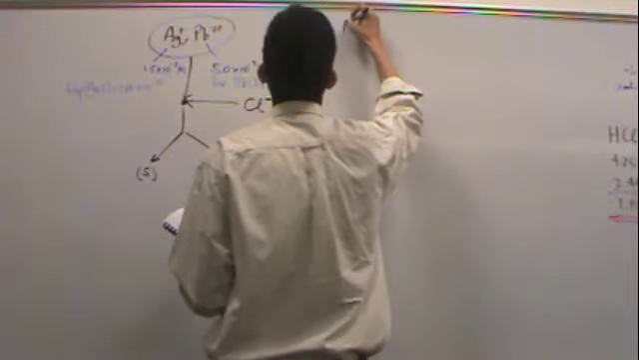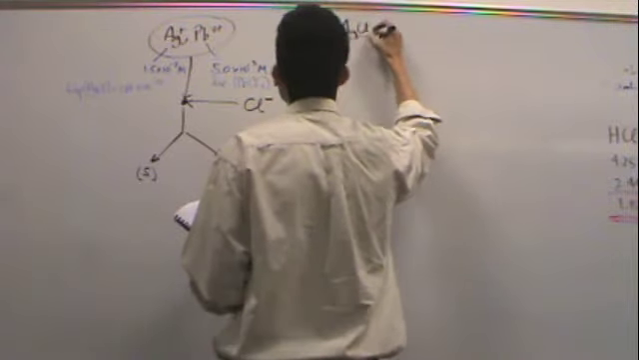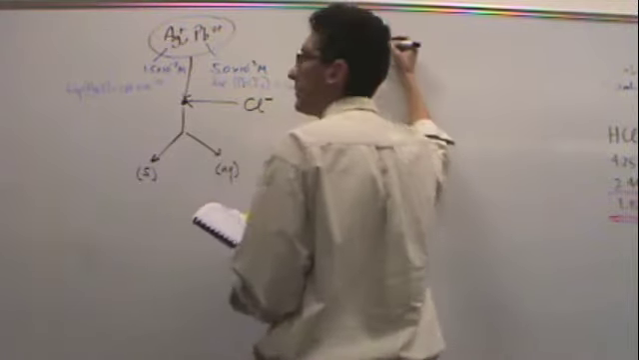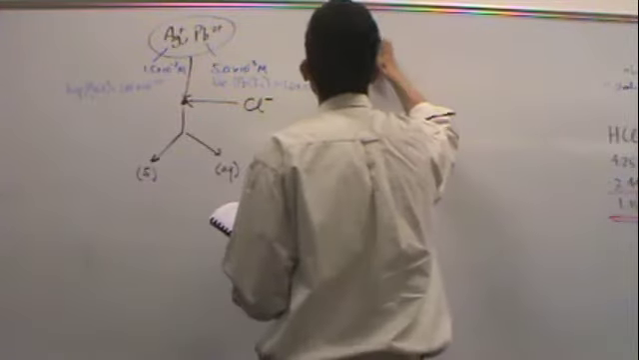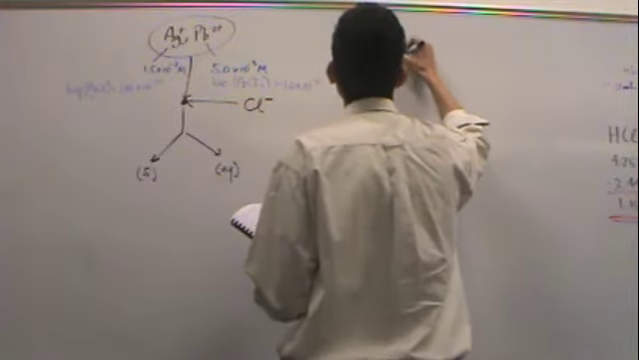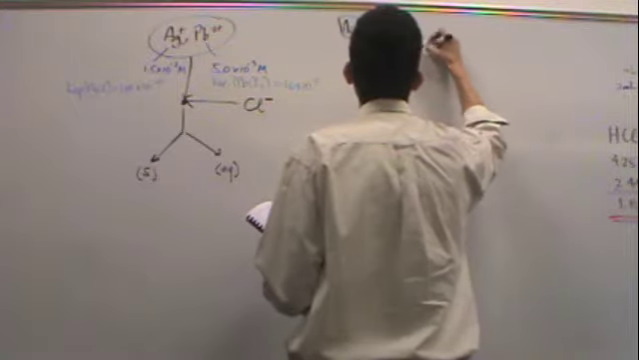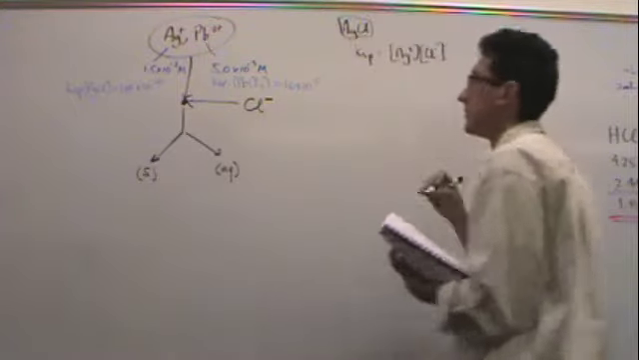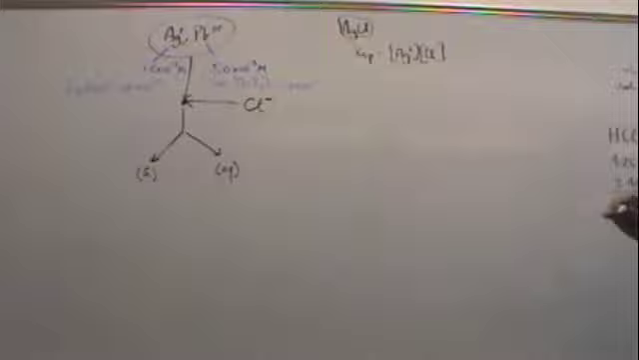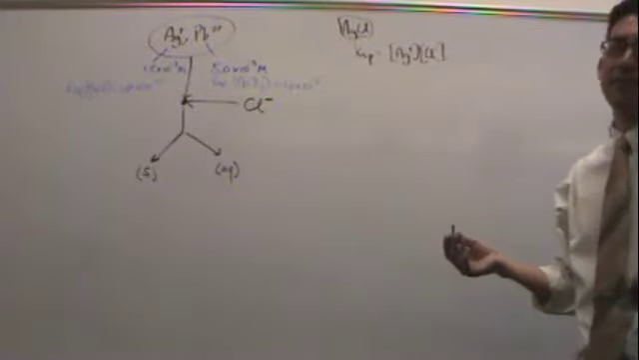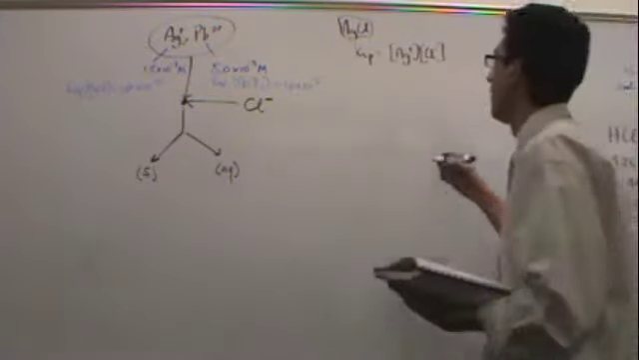Well, you pick one at a time. So it doesn't matter which one you start with. Let's start with this one. Okay. So write out the K expression. KSP equals silver times the chloride ion. Is that okay? What you're going to notice is you have all but one piece of information.